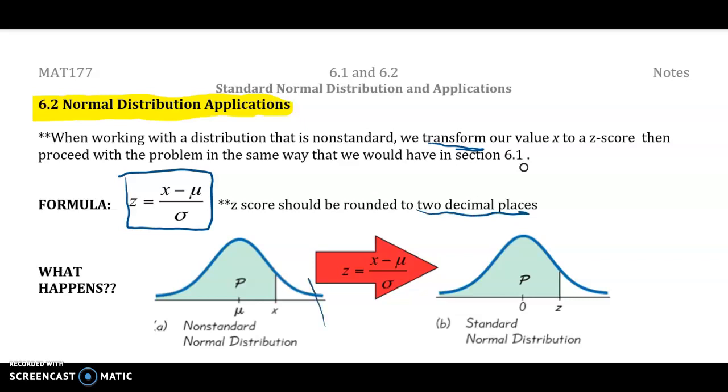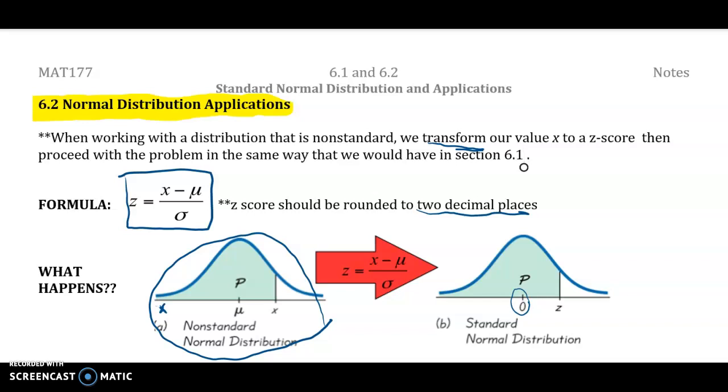We have our non-standard data, and it's normal, but it's not centered around zero with a standard deviation of one. We call this axis an x-axis. We apply this formula, z equals x minus mu over sigma, to our data. And it transforms the data such that it's centered at zero. So the mean is now zero, the standard deviation is one, and our x scores are converted to what we call z-scores.